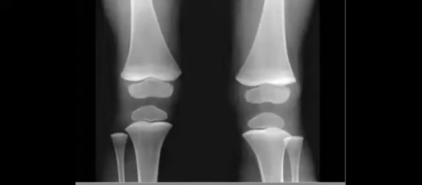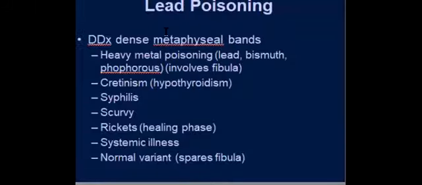Again, scurvy. Sarah, perfect. And please, Rabab, what do you want? Okay, yes. Leukemia, normal variant, and hypothyroidism, right? So this is the dense metaphyseal bands. You can check them, okay?